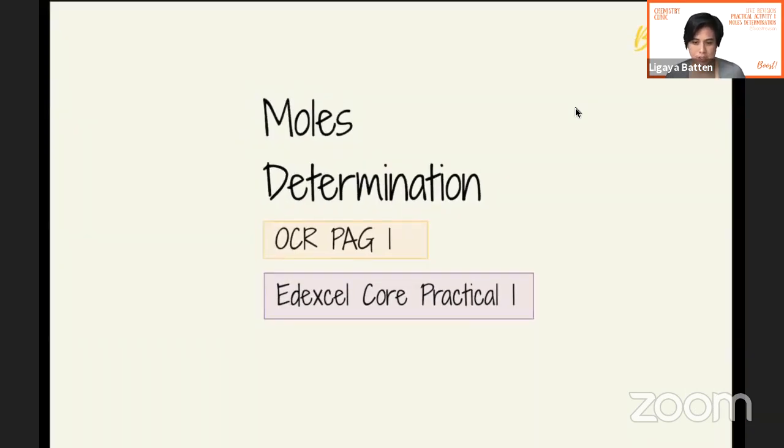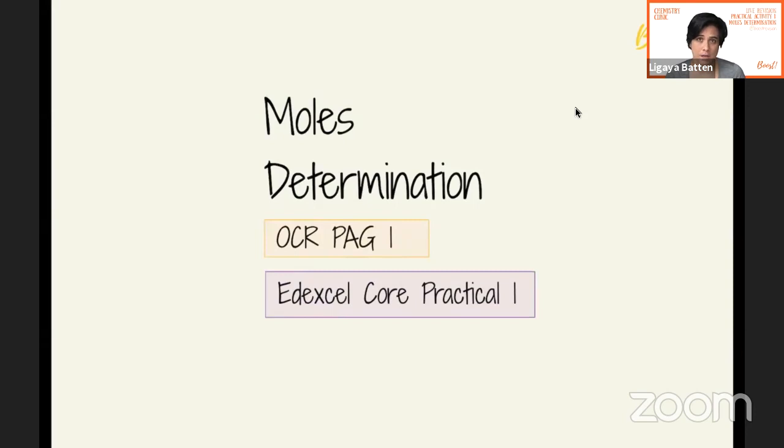It just says moles determination. This is the OCR practical activity 1 and the Edexcel core practical 1. It isn't a specific practical in the AQA specification, but it is something that you will come across, and these calculations of moles are very important to be able to use in a bunch of different contexts.